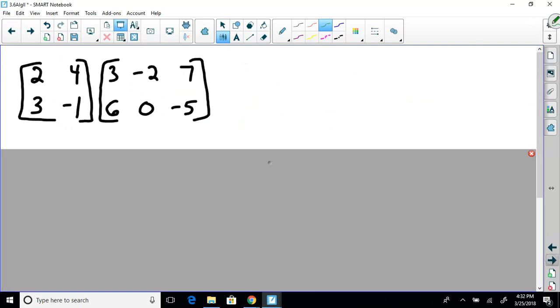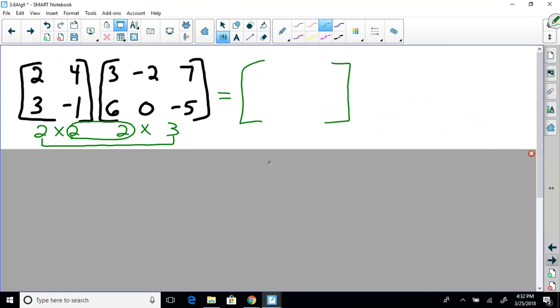Let's try this example. Here we have a 2 by 2 times a 2 by 3. Yes, the middle two numbers are the same, so we can multiply them, and our answer should be a 2 by 3. Let's take the first row times the first column. 2 times 3 is 6, plus 4 times 6 is 24. 6 plus 24.